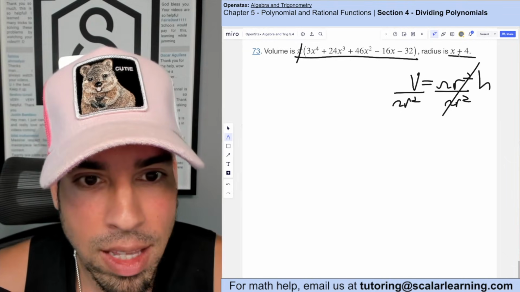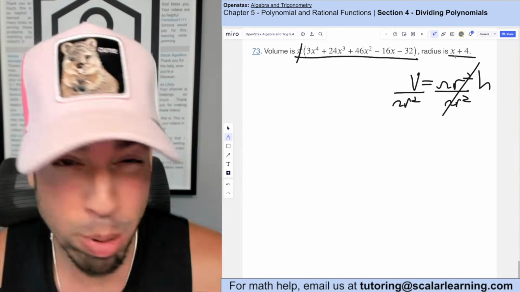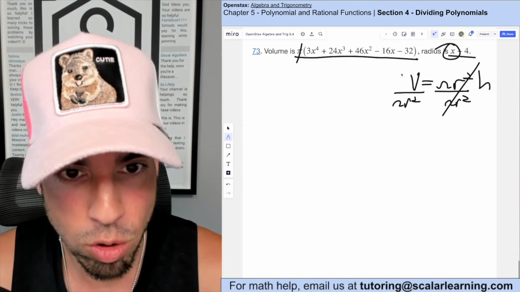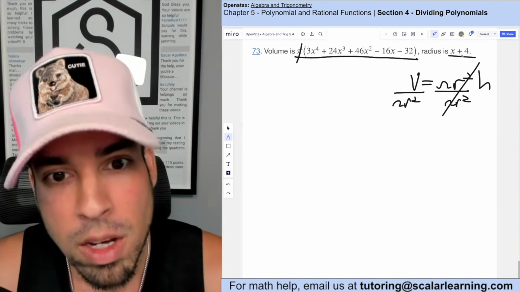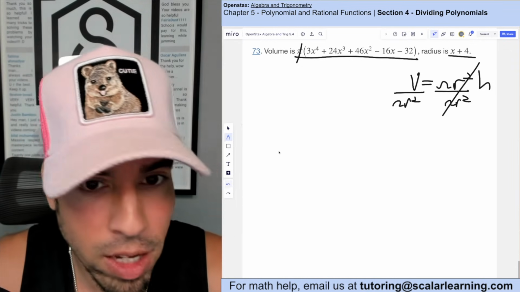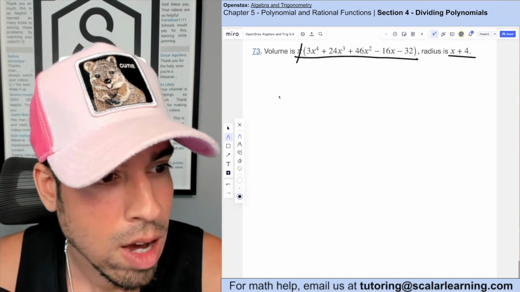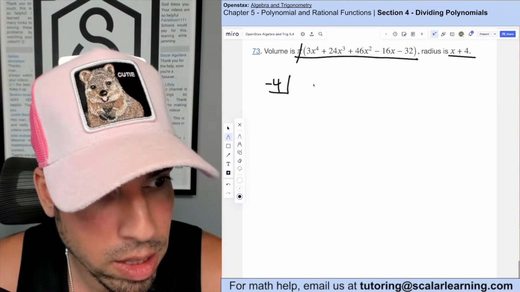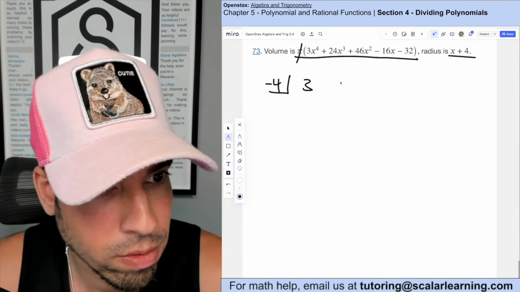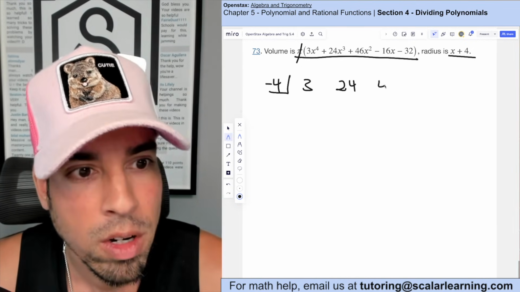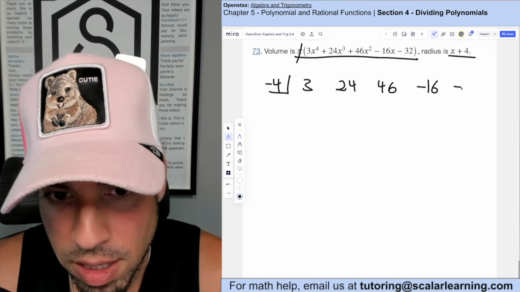So we can set that up, and this is our nice radius here, which is perfect for synthetic division because there's no coefficient here. We don't have to factor. So we divide by the opposite of this value, and we're going to do it twice. So let's set it up. Opposite of 4 is negative 4, and then we got the coefficients of 3x to the 4th, 24x cubed, 46, negative 16, and negative 32.